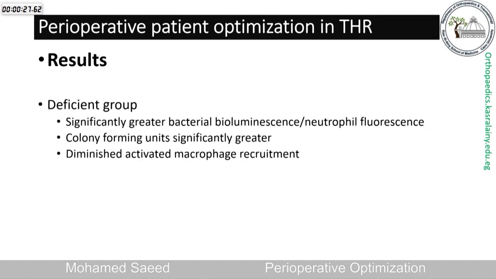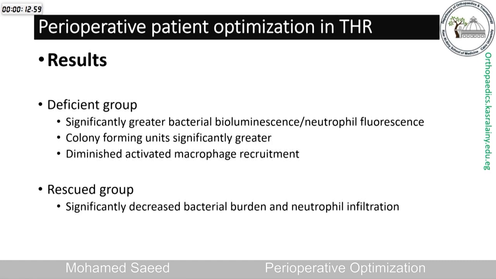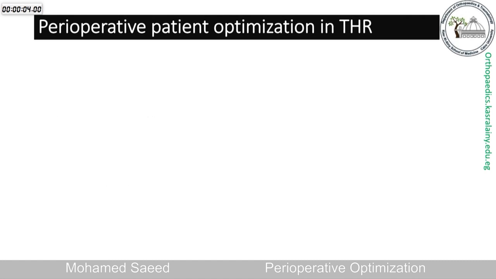What did he find? In the deficient group, there was significantly greater bacterial bioluminescence and neutrophil fluorescence. Colony forming units were significantly greater, and activated macrophage recruitment was diminished. In the rescued group, or the sufficient vitamin D groups, there was a significant decrease in the bacterial burden and the neutrophil infiltration.